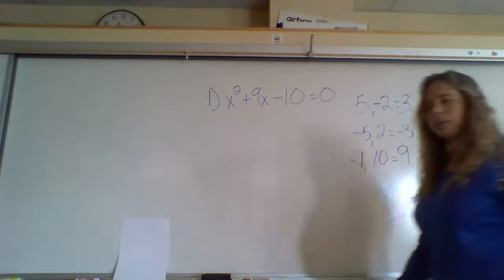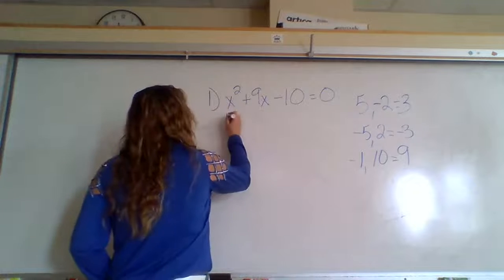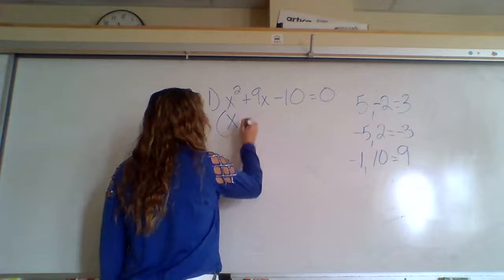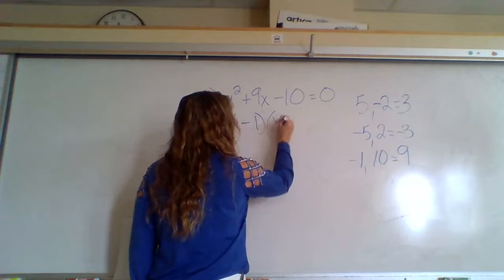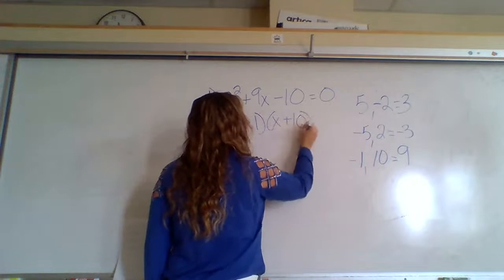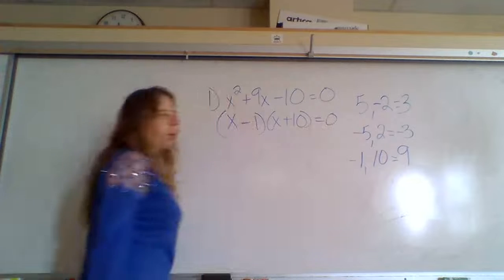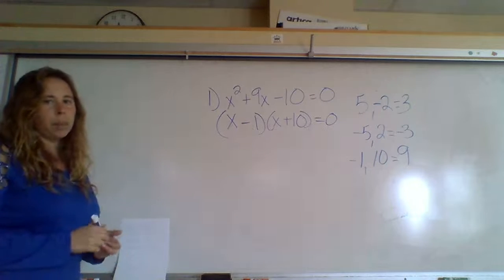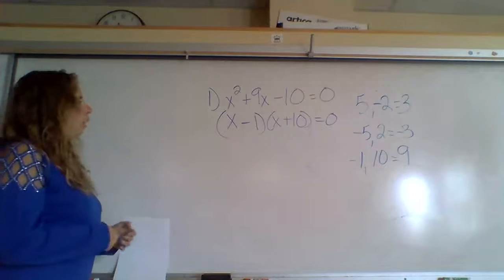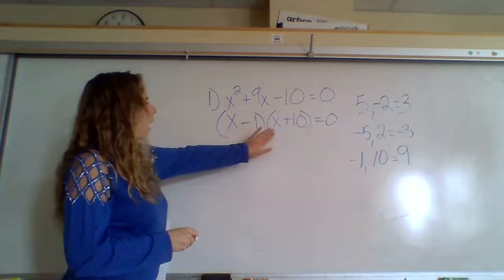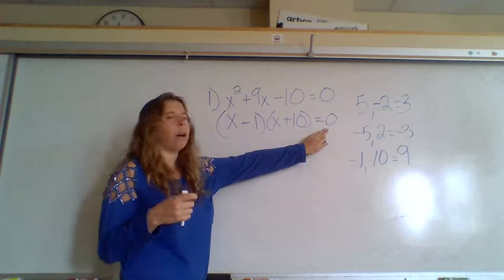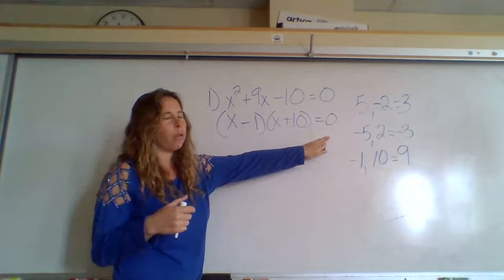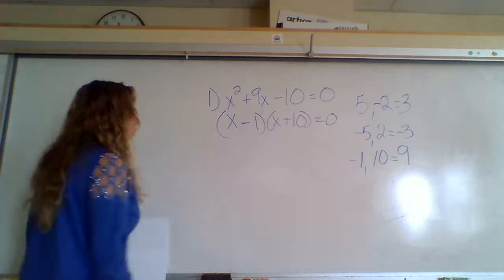See, my shadow is just, anyways. So it's x minus 1 and x plus 10. You are not finished with this problem. You found the factors, so you wrote it in factored form, but we need to solve. We need to solve. Okay.